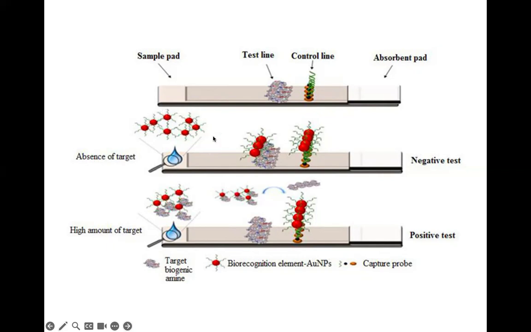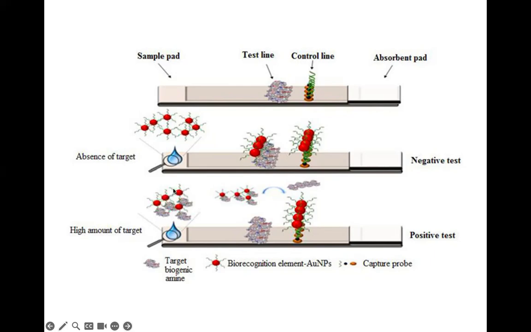If there is no target in the sample, this is the conjugated antibody, and if there is no target, you can see that all the conjugated antibody will interact with the target antigen on the test line. So you will see a very strong, very concentrated line. Okay, so that is for a negative test. This is competitive assay. Now let's say there is target antigen in the sample.